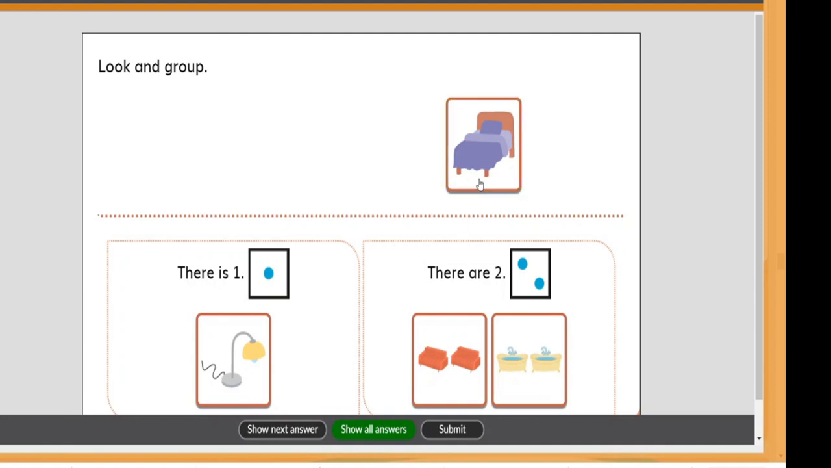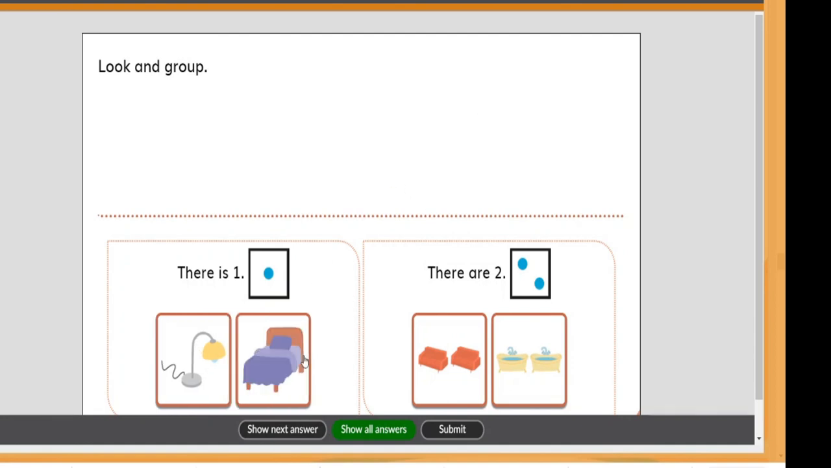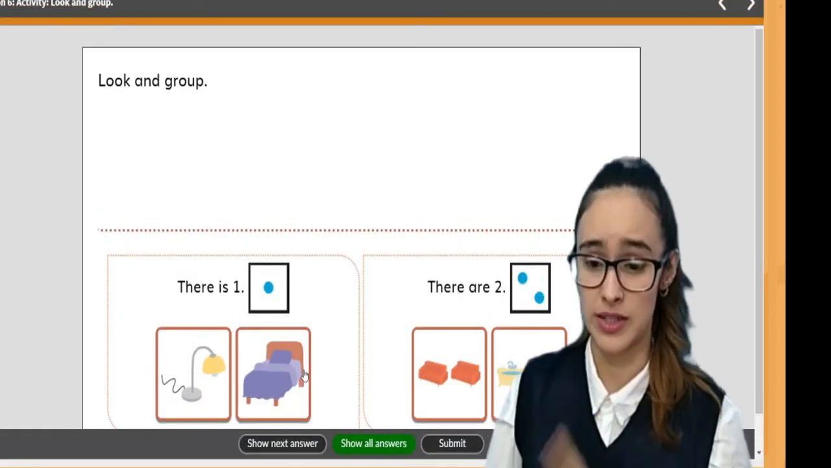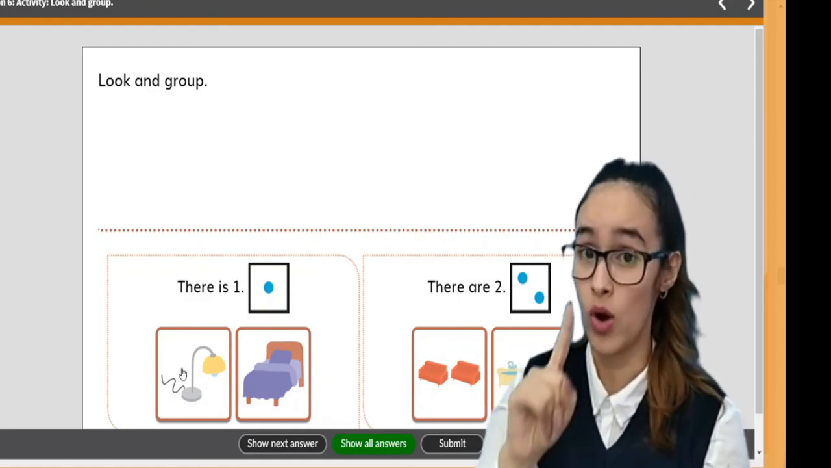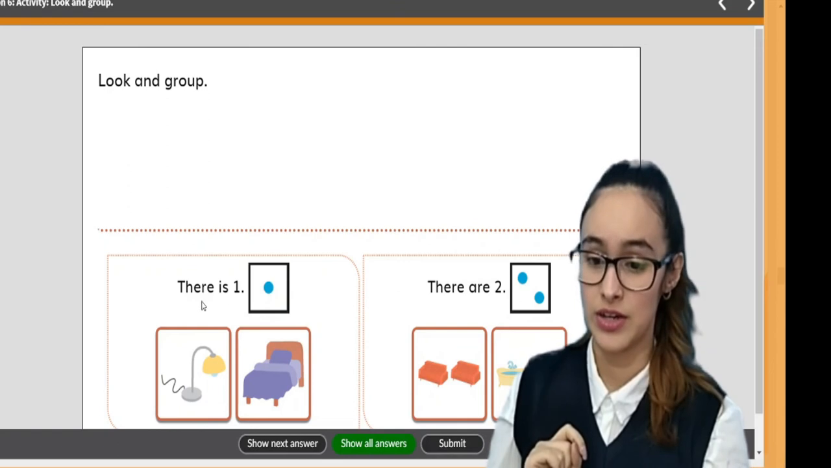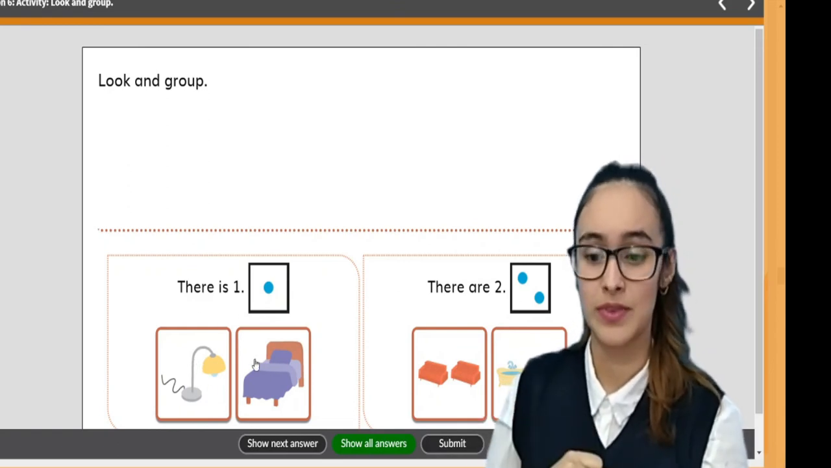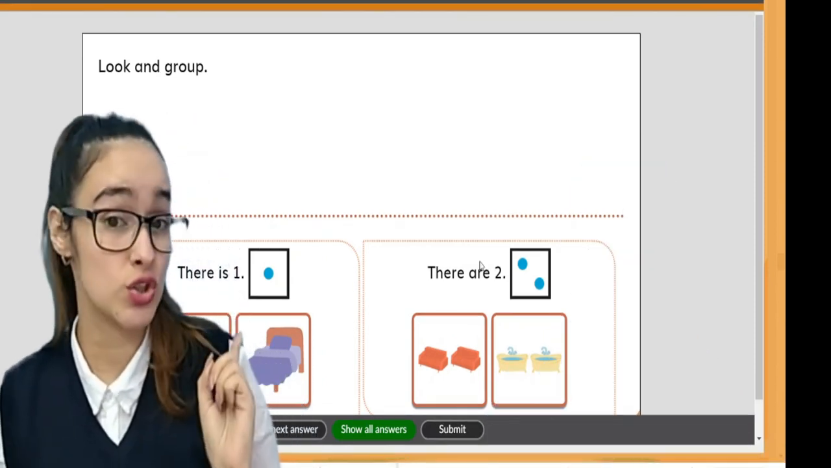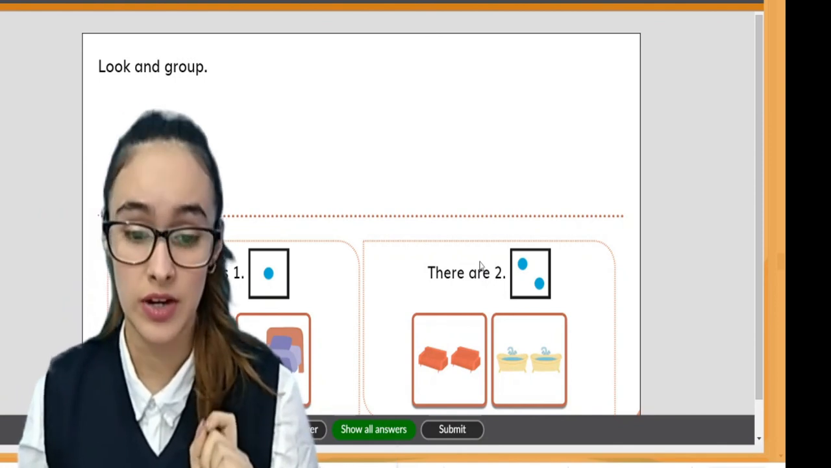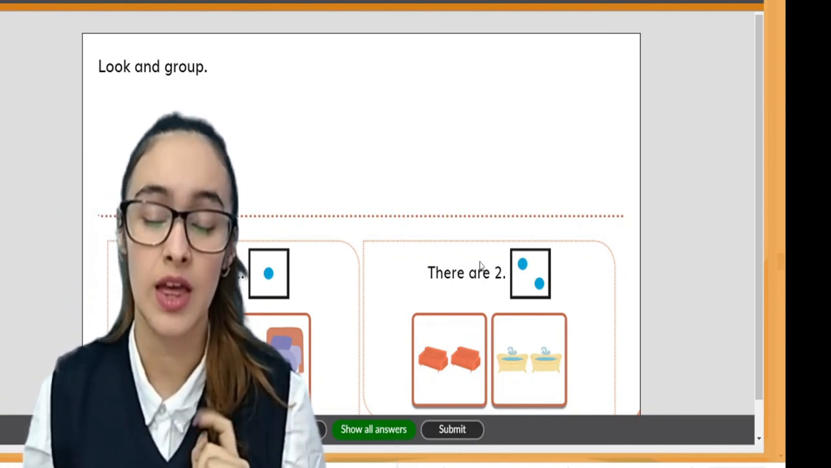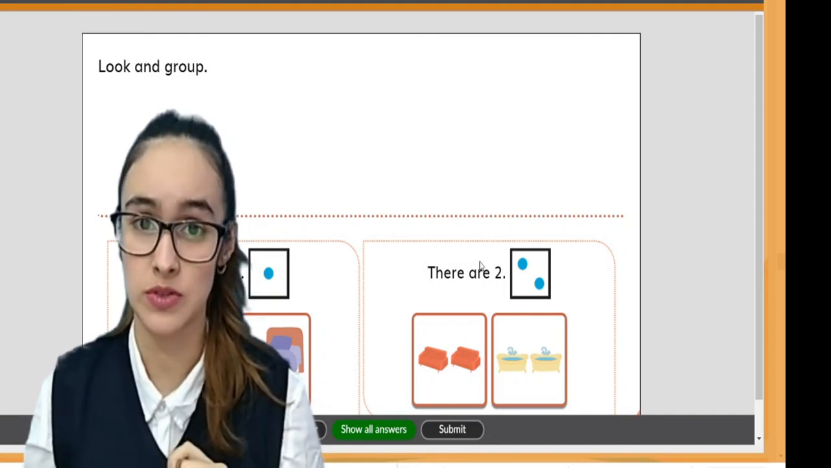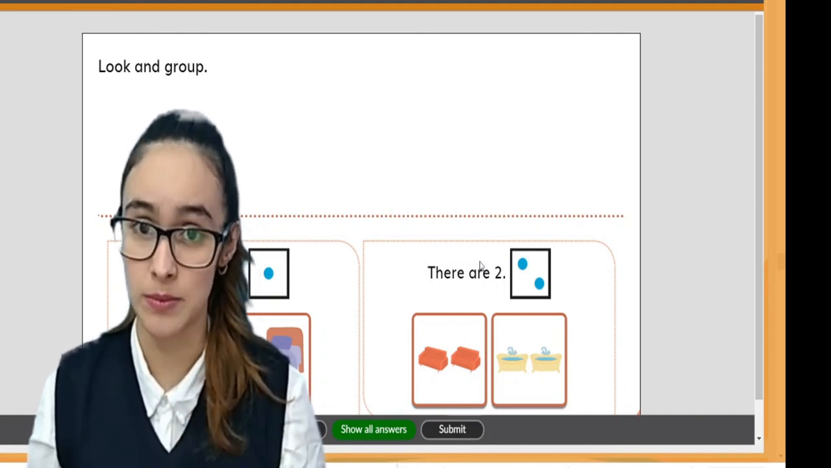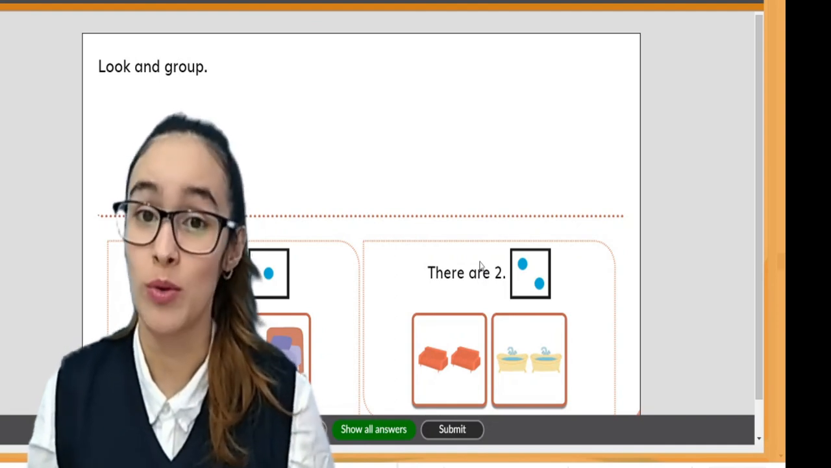Now here, there is one lamp. There is one bed. Yes. Good. Now, let's repeat. Vamos a repetir. There is one lamp. There is one bed. There are two sofas. There are two bathtubs. Yes. Good job. Well done.